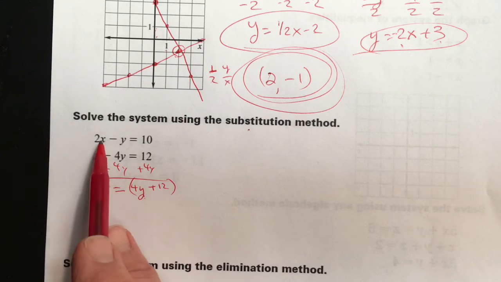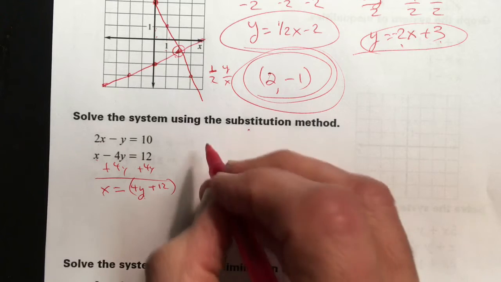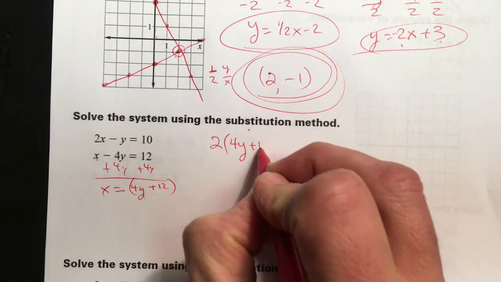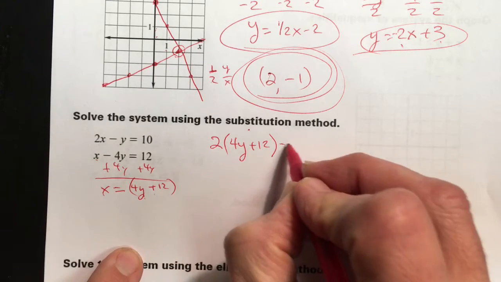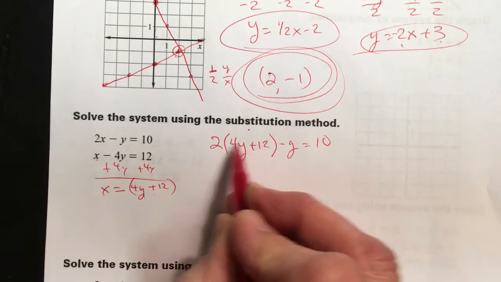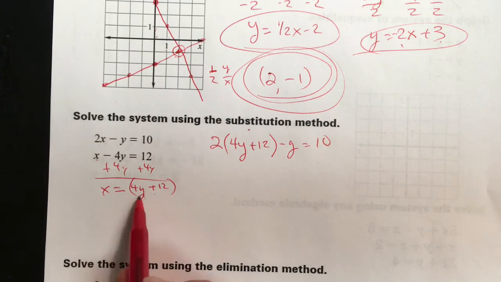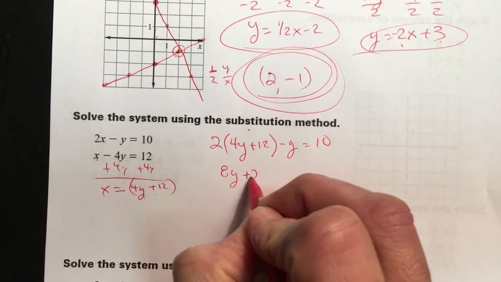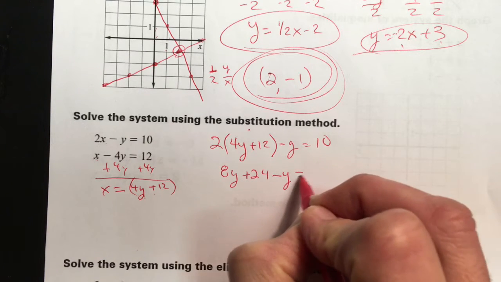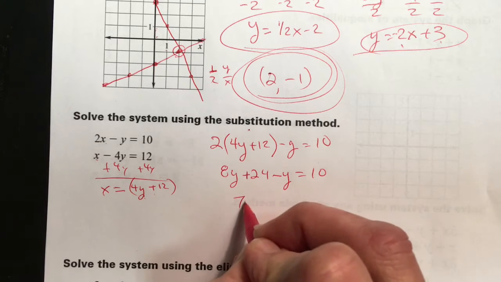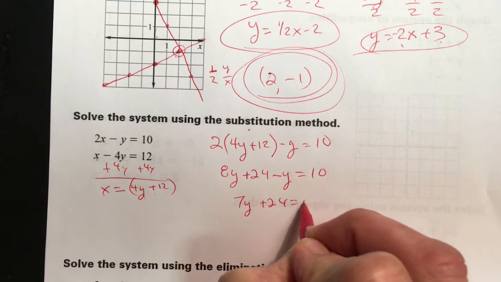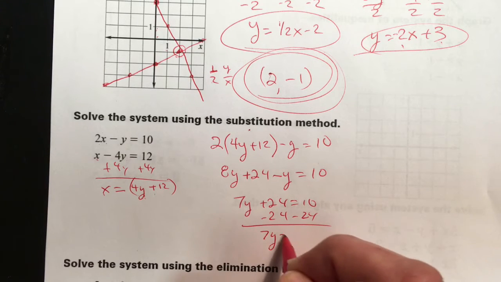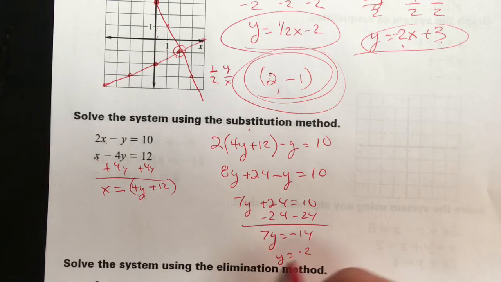All right, so I'm going to take this x out and put this in its place. I'll do it over here. So we have 2. Now you're going to put 4y plus 12 in instead of the x. Back to this, minus y equals 10. So this replaces the x because they're equal. All right, distribute. So we got 8y plus 24 minus y equals 10. 7y plus 24 equals 10. Subtract 24. 7y equals negative 14. Y equals negative 2.